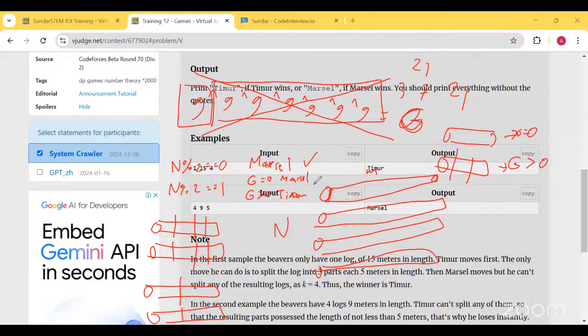All right. And how about this case? In this case, we cannot divide any log. That's why in the first turn, the first player loses the game. That's why the second player wins the game. All right.